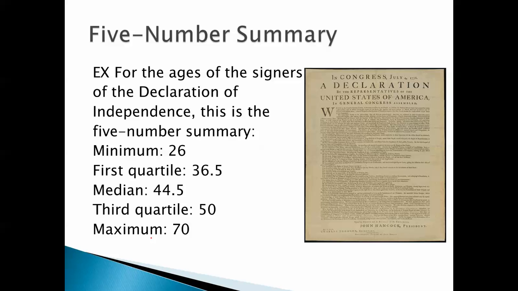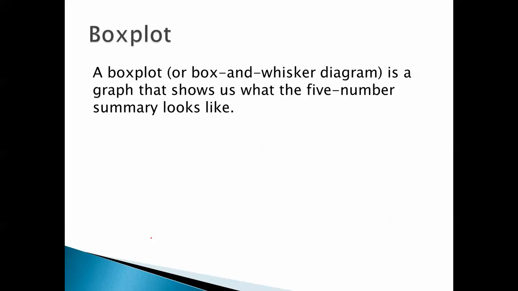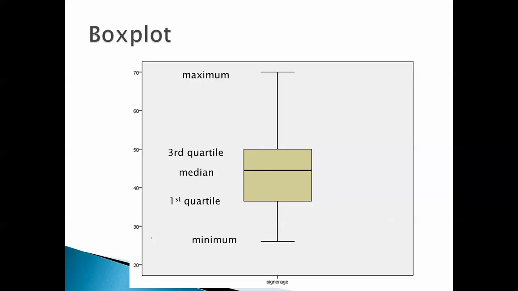Minimum was 26. There were a couple of guys who were 26 years old. First quartile, 36.5. Median, 44.5. Third quartile, 50. And maximum, 70. That was Ben Franklin. A box plot, or box and whisker diagram, is a graph that shows us what the 5-number summary looks like. So here would be an example of a box plot.